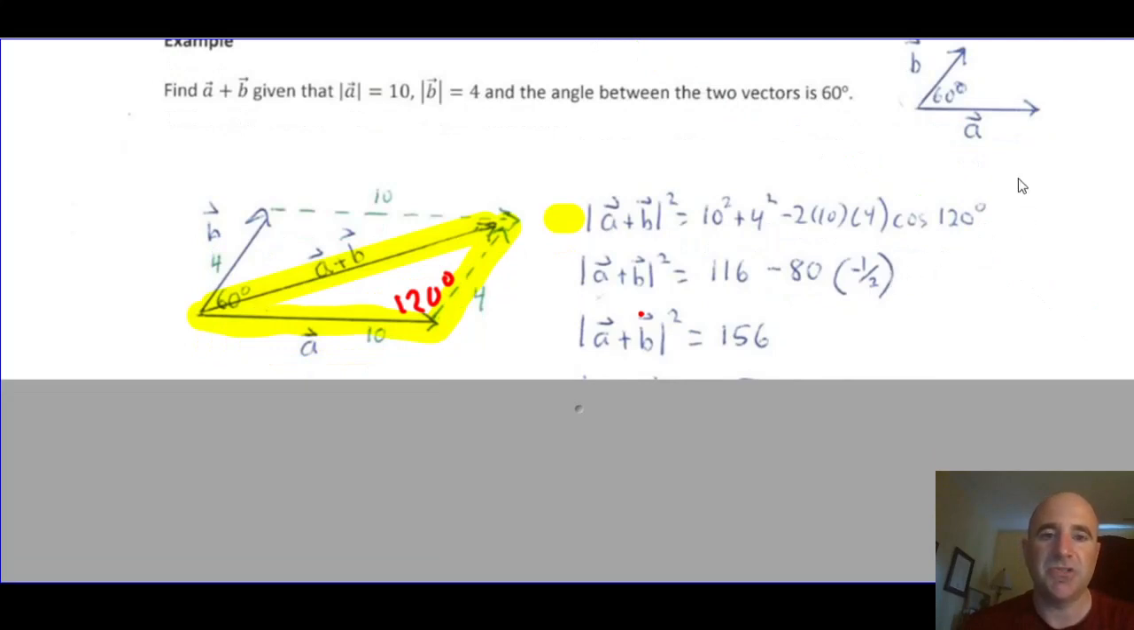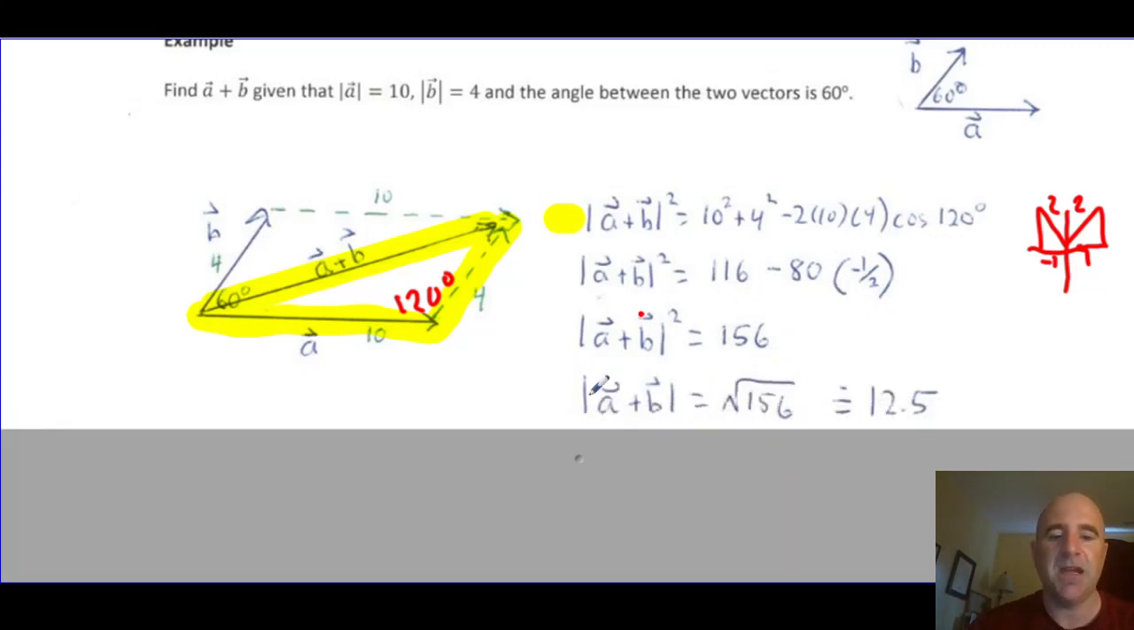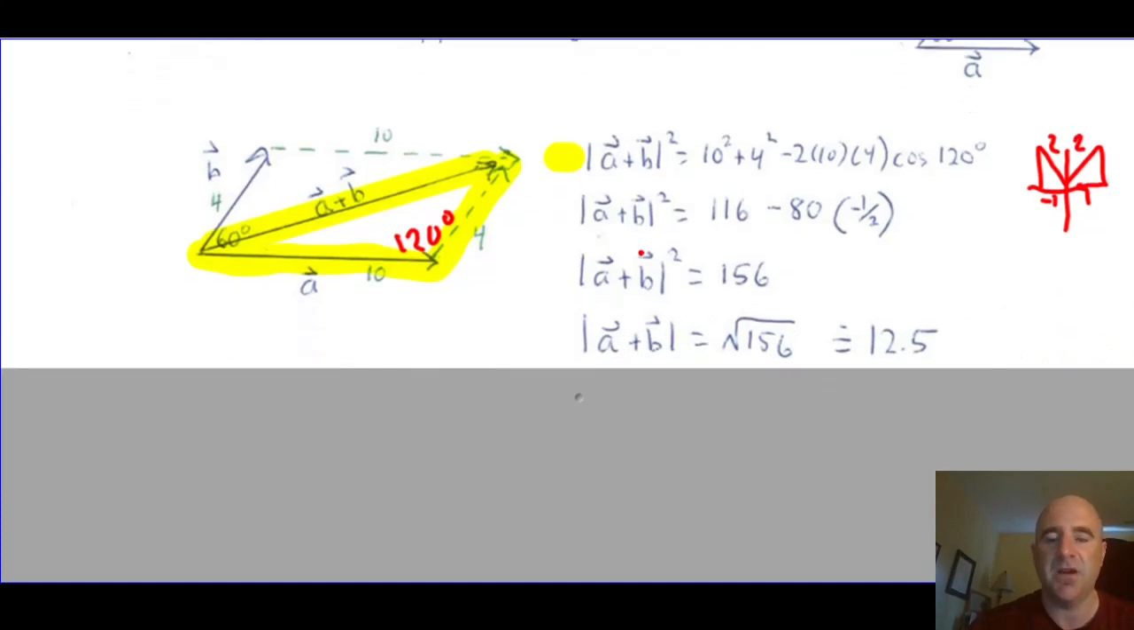Now notice that the cosine of 120 degrees is actually negative 1/2, because we know the cosine of 60 degrees is equal to 1/2. And 120 would be this angle over here, where that side becomes negative 1 over 2. So the cosine of 120 degrees is exactly negative 1/2. In this example, you can use an exact ratio for your trig. That gives us that a plus b squared is 156, pardon me. So the magnitude of a plus b is the square root of 156, which is about 12.5.